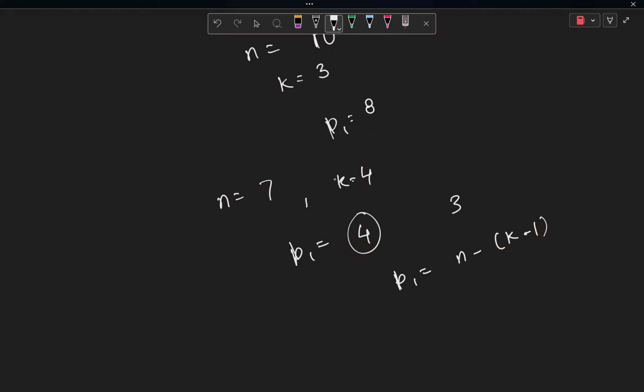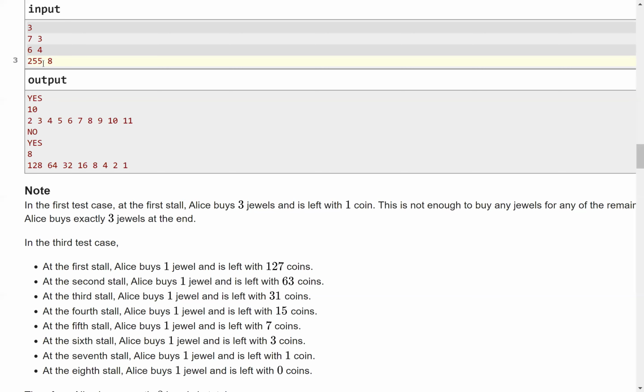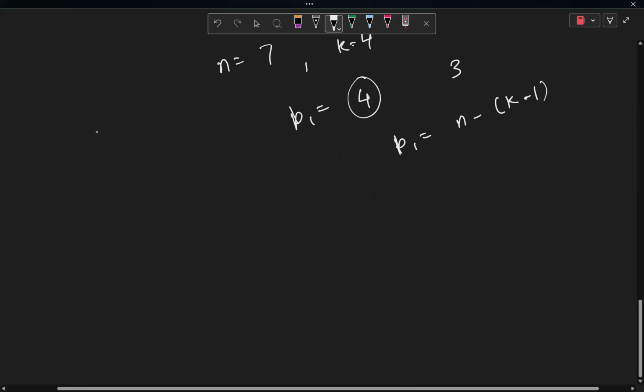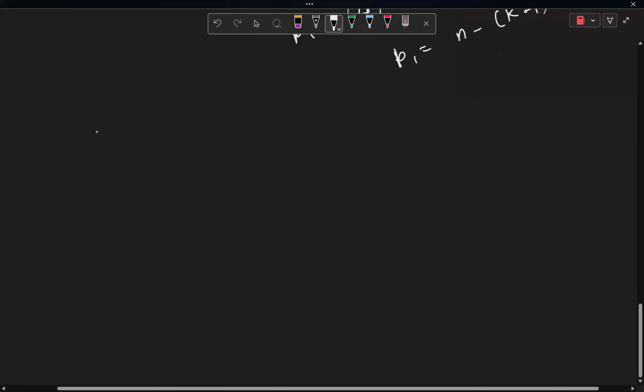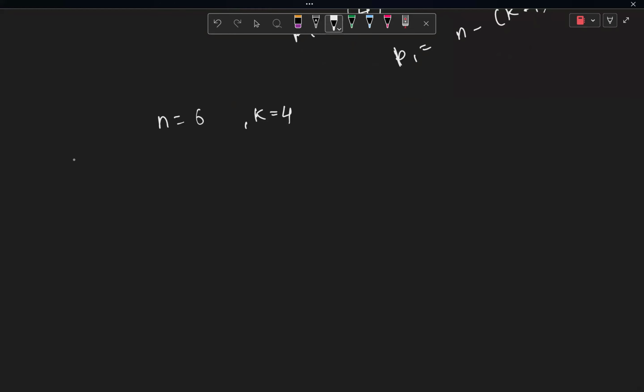Since they had mentioned there is a test case where we are failing, the test 6-4. In this case, we have been failing. So I just tried to think about it: n equal to 6, k equal to 4. According to that sample test case, there is no way of having some stalls.